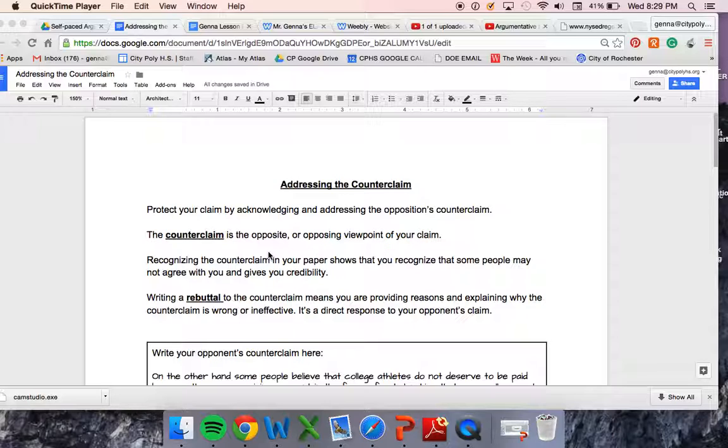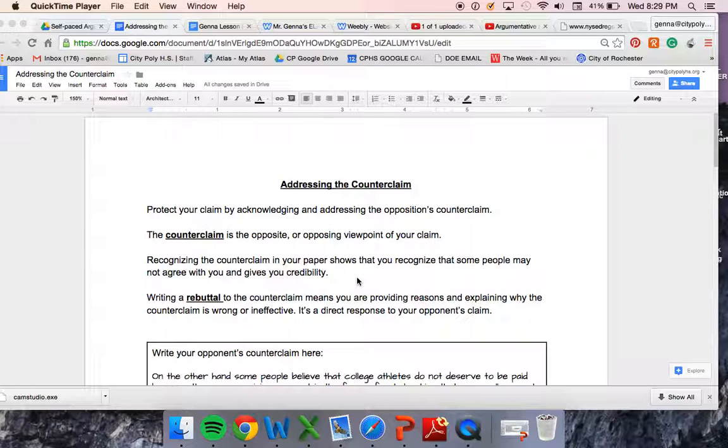So why do we do this? Well, recognizing the counterclaim in your paper shows that you recognize that some people may not agree with you, and this gives you credibility, right? It shows that you're somebody who isn't blind to the opposing side, that you are making your decision having looked at both sides. Because if you only hear one side of a story and you make your decision, then you're only working with half of the information.